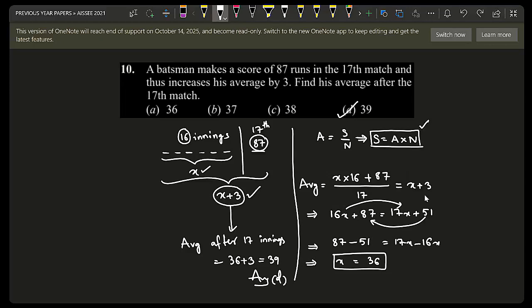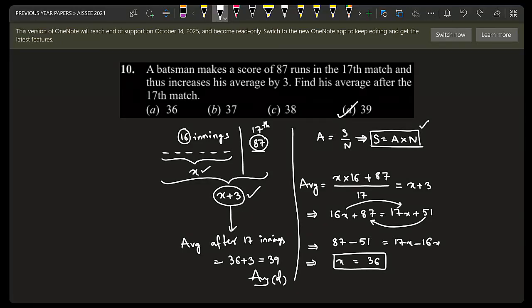But in a hurry, you don't go for the answer 36. Here option A is there. I will choose option A. No, see the question. They're asking to find his average after the 17th match. Suppose if they asked to find his average after the 16th match, then 36 would be correct. But they're asking the 17th match. That means x plus 3 we should find. It is already 36, so in place of x, you use 36. You'll get 39 as the average after 17 innings. Any other doubts, Srihita? No, sir. Abhiday?